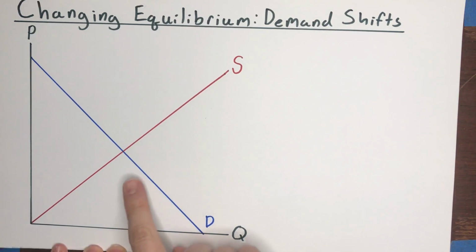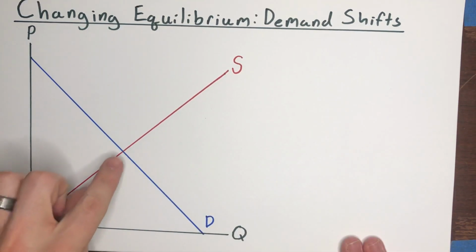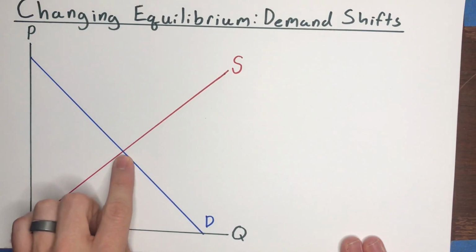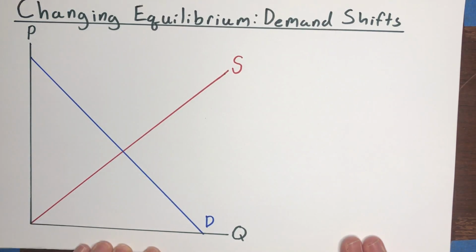Okay? If one or both of these curves shift, either to the right or to the left, up or down, that is going to change where the intersection of supply and demand is located, and that means it's going to change the equilibrium price and/or the equilibrium quantity.